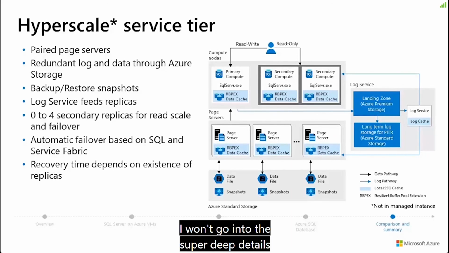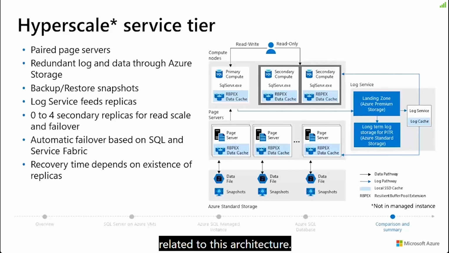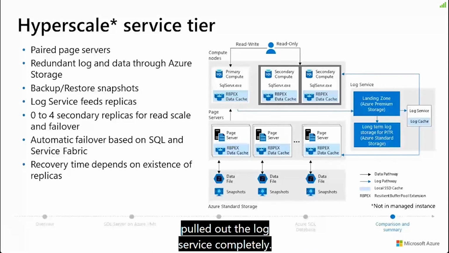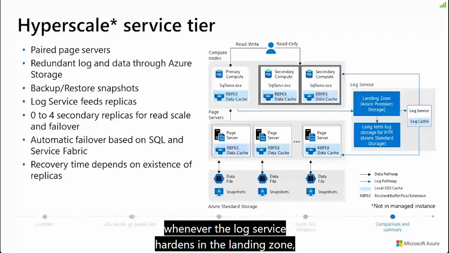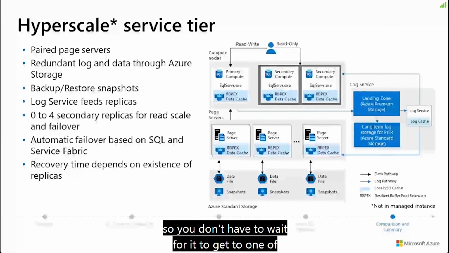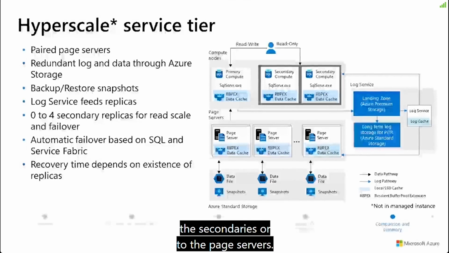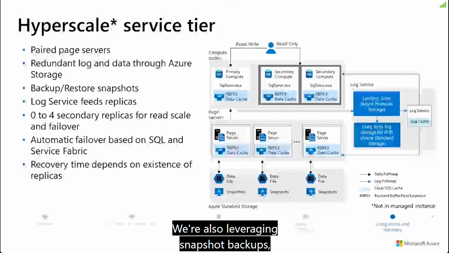I won't go into the super deep details related to this architecture, but one cool thing is that we pulled out the log service completely. So basically, transactions can commit whenever the log service hardens in the landing zone. So you don't have to wait for it to get to one of the secondaries or to the page servers. We're also leveraging snapshot backups, which can really help us because they're really fast.